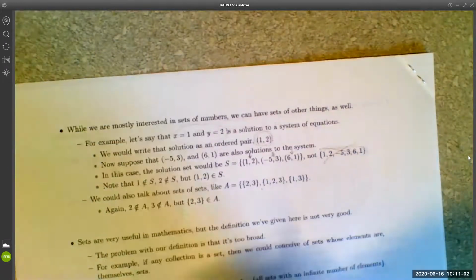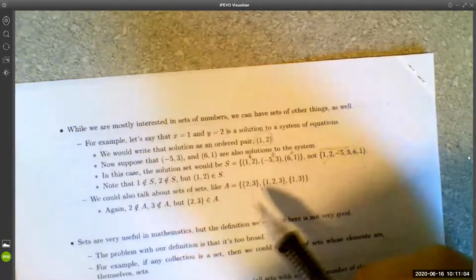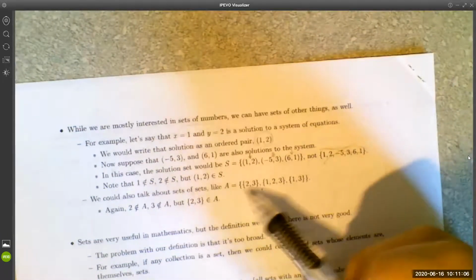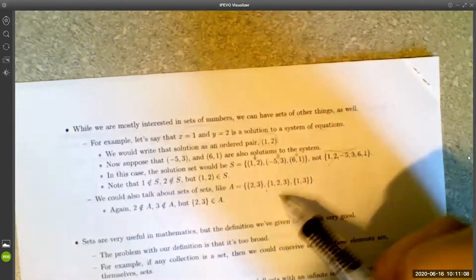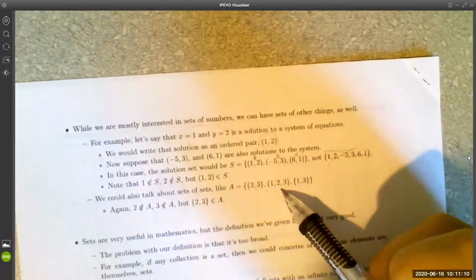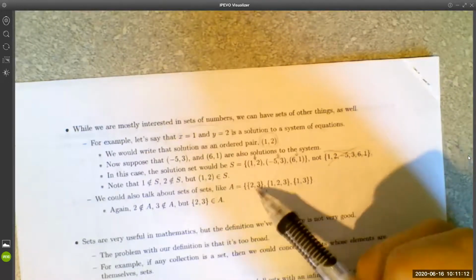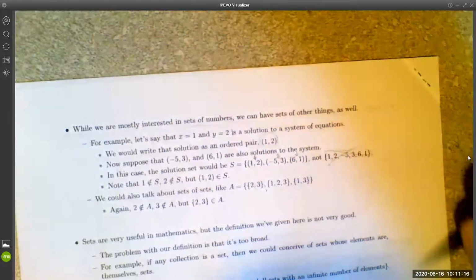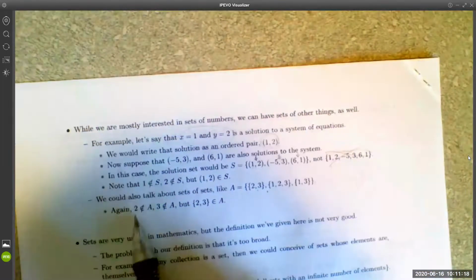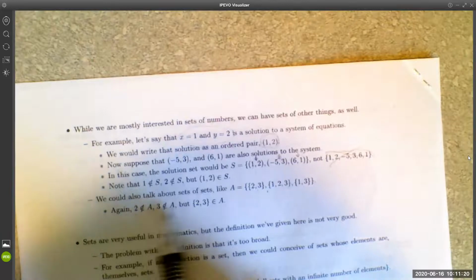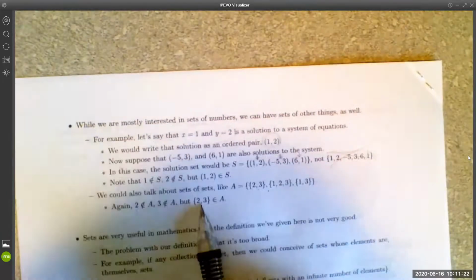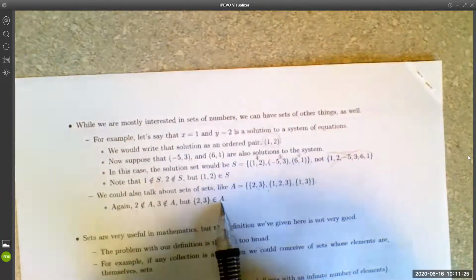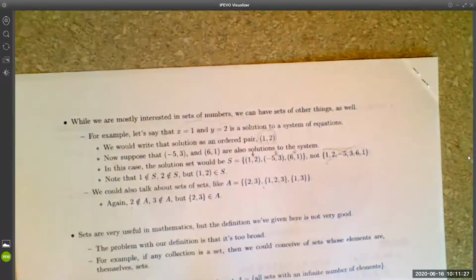We could also talk about sets of sets, right? So you could have a set made up of sets. So you have the set {2, 3}, the set {1, 2, 3}, the set {1, 3}. And if you make a set out of those sets, you've got a set of sets. Okay? Again, 2 is not an element of A. 3 is not an element of A, but the set {2, 3} is an element of A.